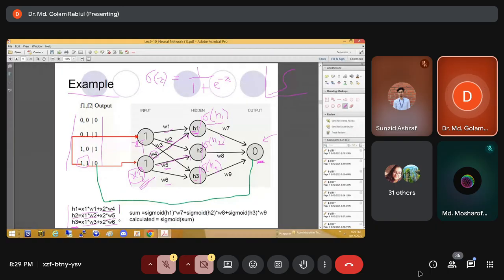After passing through the sigmoid functions, we get the hidden layer results. Then to find the output sum, this is the output sum of the output layer neuron. The hidden layer results will be the input, and then times W7. So here it is the sigmoid of H1 times W7.